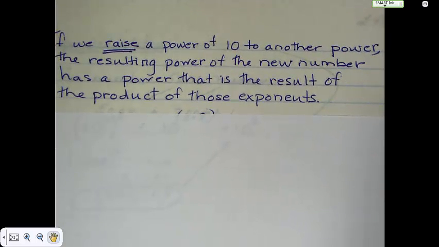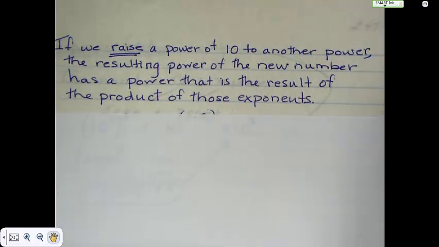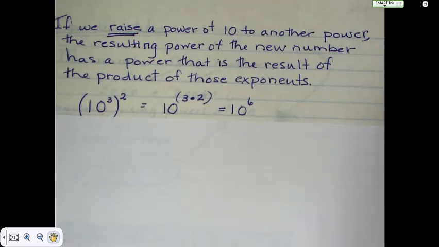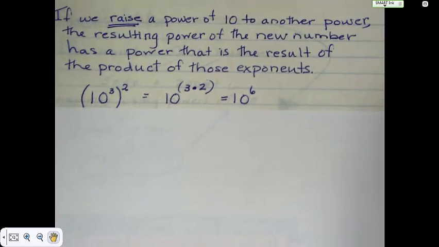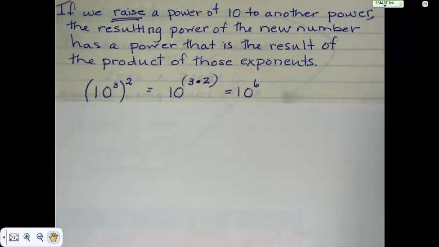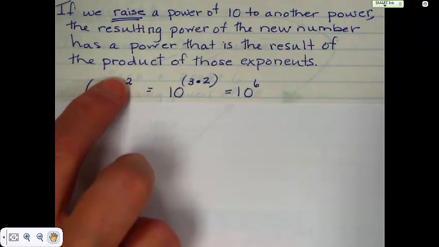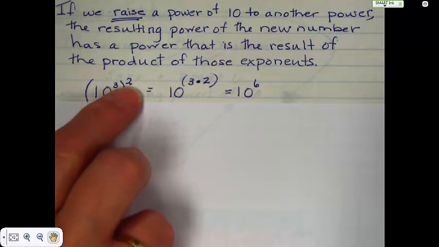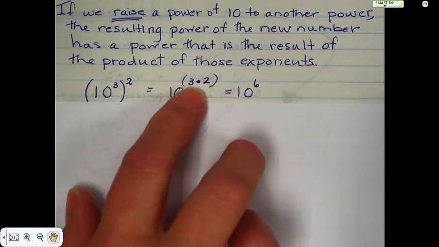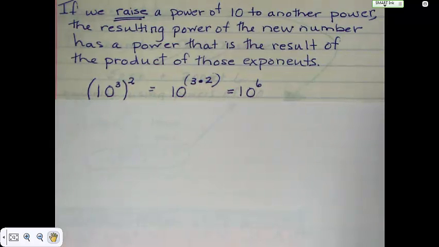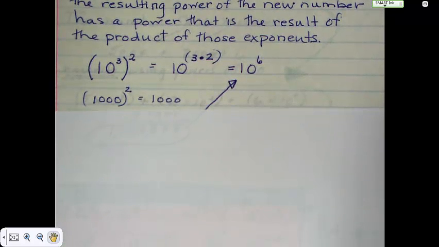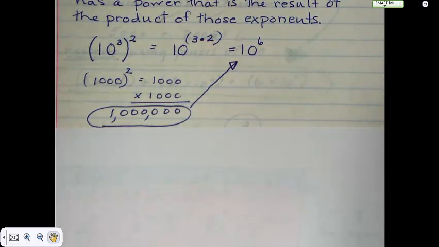the third basic rule of exponents. If we raise a power to another power, the resulting power is the product of the exponents. Let's see what that looks like. If we take 10 to the third power and raise it to the second power, notice the second is outside of the parentheses. If you have a number with a power inside, and then you put parentheses and raise it to another power, you're actually going to multiply those two, and you end up with 10 to the sixth. And if you look at it and do the math, you'll see that it works.